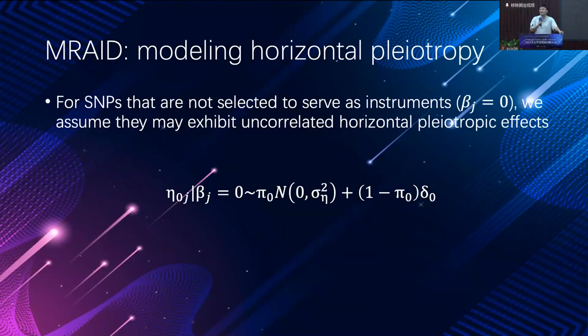For SNPs that are not selected to serve as an instrument, we also model them to improve the model efficiency. We assume they may exhibit uncorrelated pleiotropy effects, usually using the same distribution.